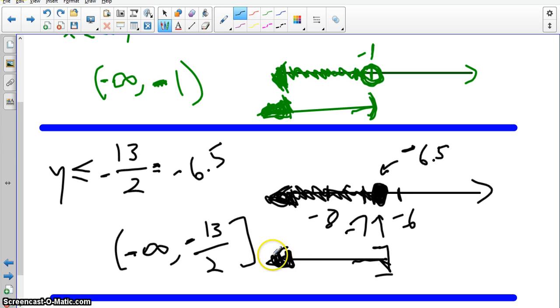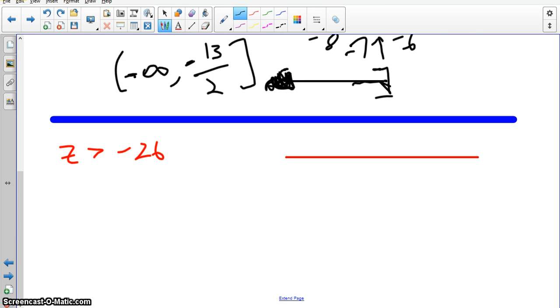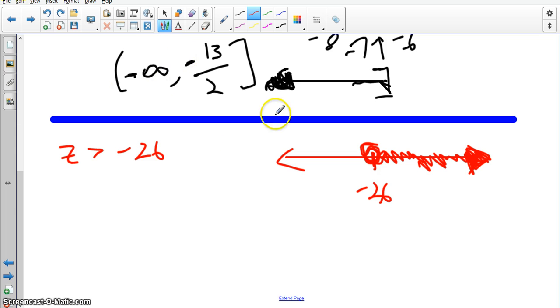Last but not least, this one, and this is nothing new. It's the same song and dance really. x is greater than negative 26. Open circle or parentheses, and I don't really care which one you use. The book uses parentheses. I tend to use open circles. It's the same idea, different notations. Open circle, and then shade to the right. So there you go. Solving inequalities and how you write the answer.